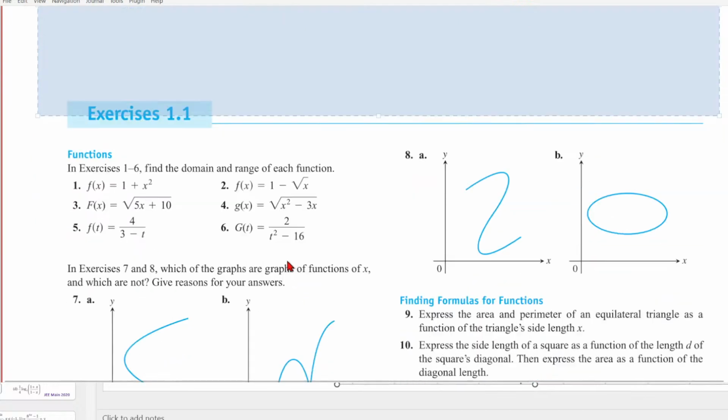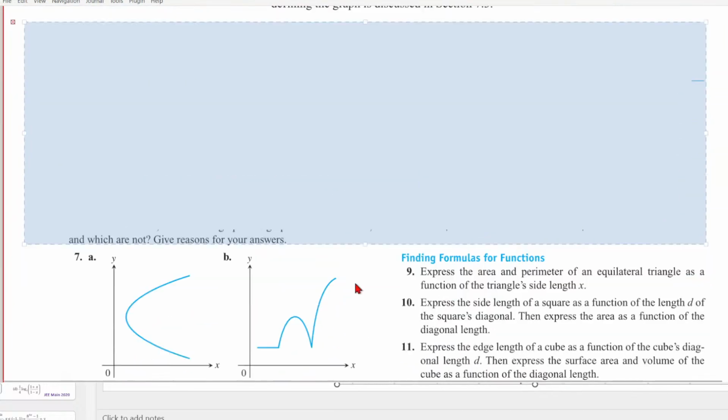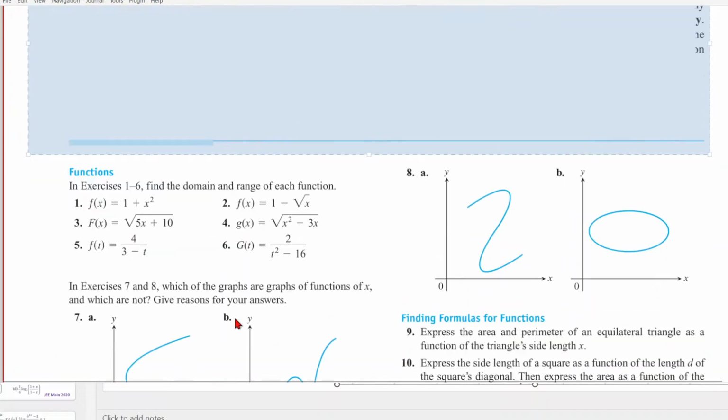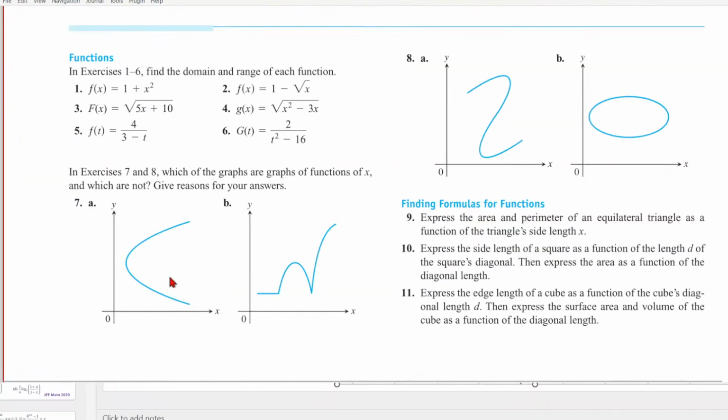Okay, let's do one more thing. One simple problem we'll do, and then we'll close. This one, problem number 7. Is this a proper graph? No, sir. Why? Is this a graph of a function or not? No, sir. Why is it not?